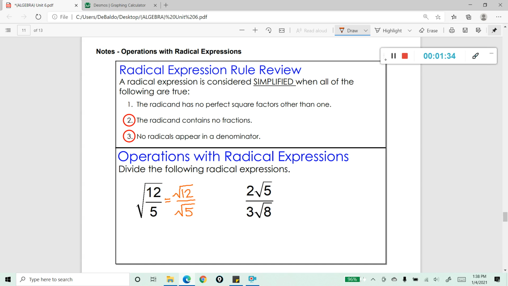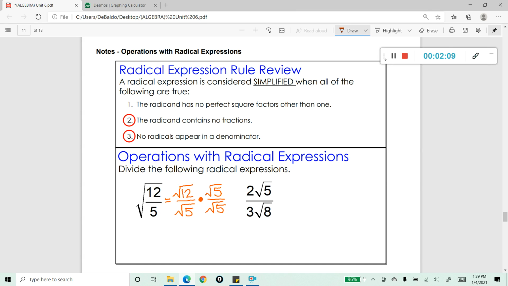But do you see what it caused? It caused us to move into the realm of number 3, where it says no radicals appear in the denominator. Well, by breaking that into 2 pieces, it caused me to have that radical in the denominator. So here's how you eliminate it. It's called rationalizing the denominator. And to rationalize it, I'm going to multiply the top and the bottom by that denominator radical. See that? That's called rationalizing the denominator.